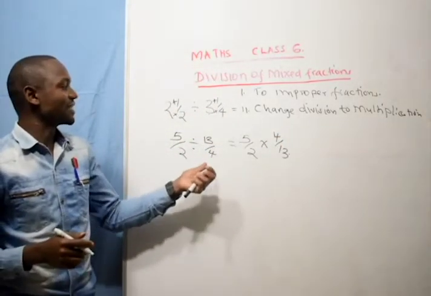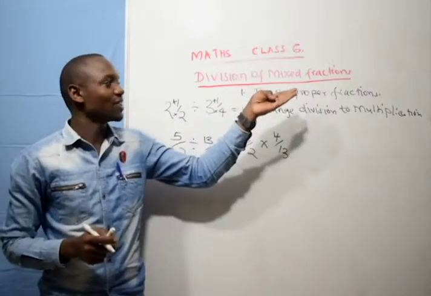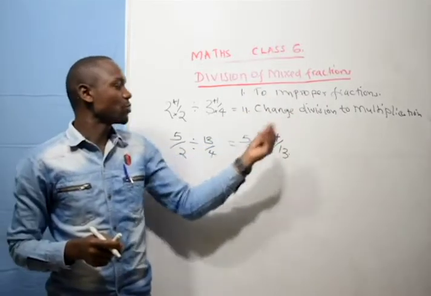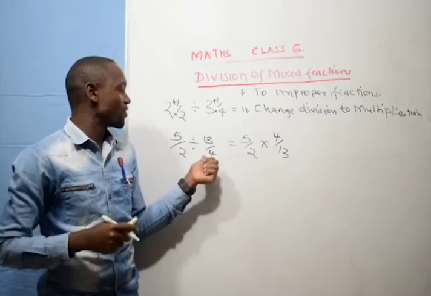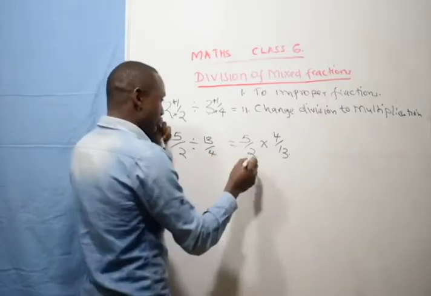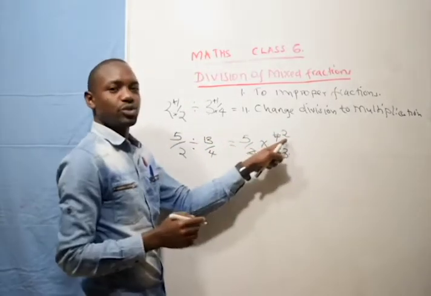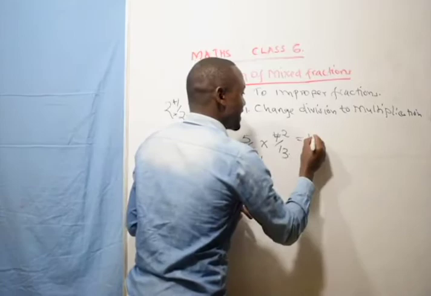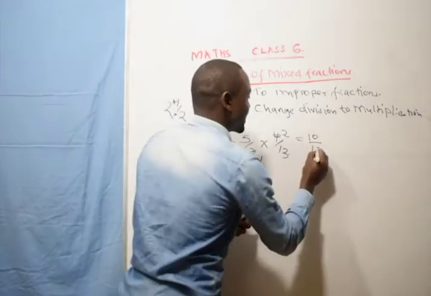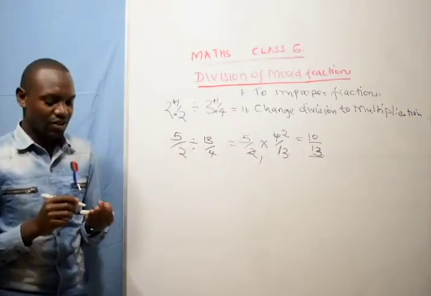So that is now the third step. We say the first step, change the mixed fractions to improper fractions. After that, change the division sign to multiplication and get the reciprocal of the second fraction, the fraction that you are dividing with. Then from there we simplify by 2, 1 by 2, 2. So what is 5 times 2? 5 times 2 is 10 over 1 times 13 is 13. So this is 10 over 13.